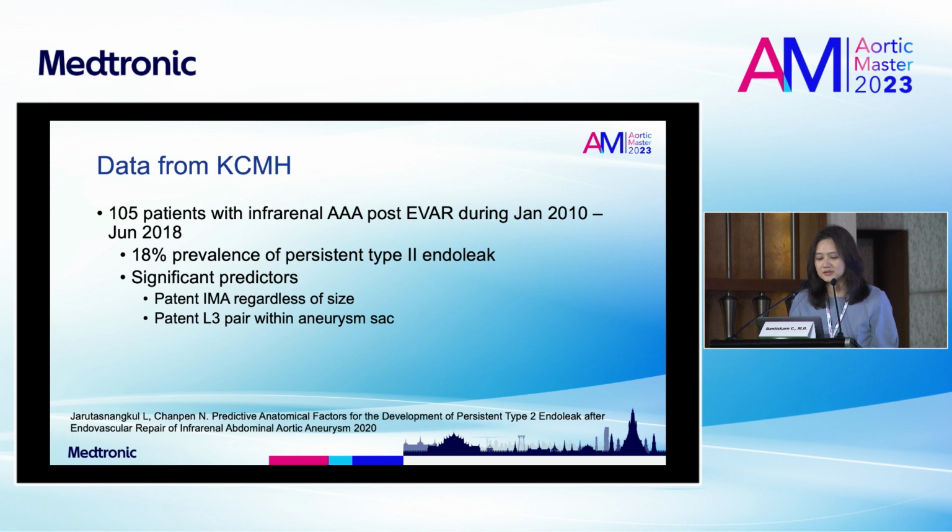This is the data from Chulalongkorn. We collected 105 patients post-EVAR procedure during 2010 to 2018. We demonstrated about 18% prevalence of persistent type 2 endoleak, and the significant predictors that we found are the patent IMA, regardless of size, and also the patent L3 pair within the aneurysm sac. This data is quite relevant to the former data elsewhere.